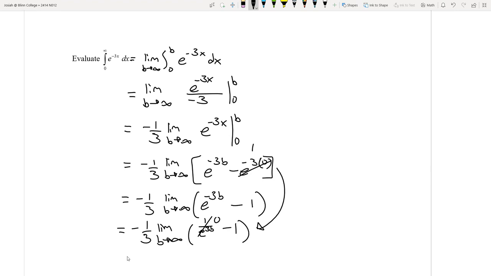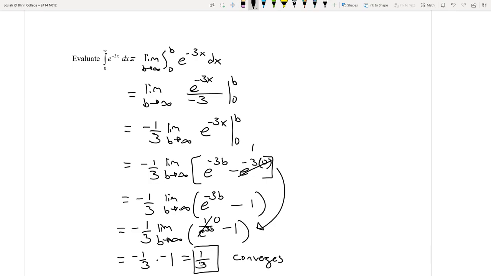So in the end, we get negative 1/3 times, we've evaluated this limit now to be negative 1, so we get positive 1/3. So that's going to be our limit value. So that's our integral value. Our improper integral converges to 1/3.